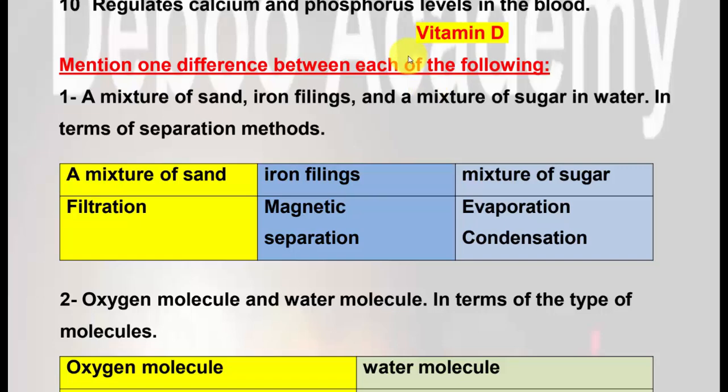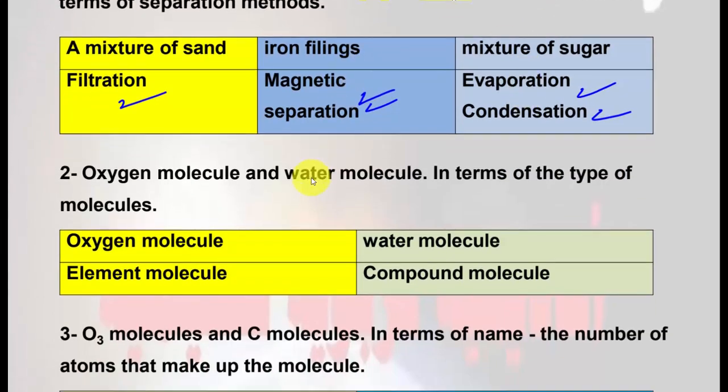Mention one difference between each of the following: mixture of sand and iron flakes, and mixture of sugar and water. Here, this is a mixture of sand and iron flakes. We can separate it by magnetic separation. While sand can be separated by filtration. In sugar, we use evaporation and condensation. This is the way to separate mixtures.